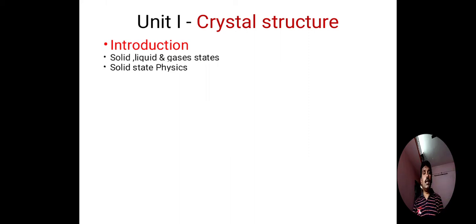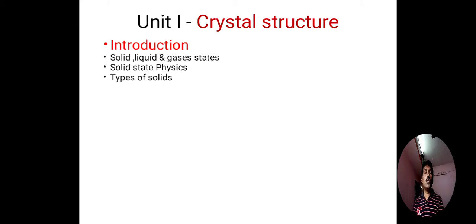Now, as we are learning the paper called solid state physics, it is the branch of physics which deals with the physical properties of solids. Not only the physical properties of any solid, but also the atoms inside it and how the electrons move, their behavior, that we are also going to learn. That is what is called solid state physics.